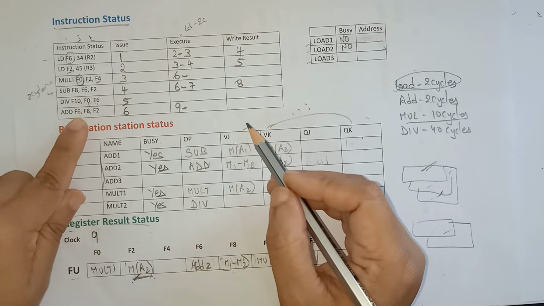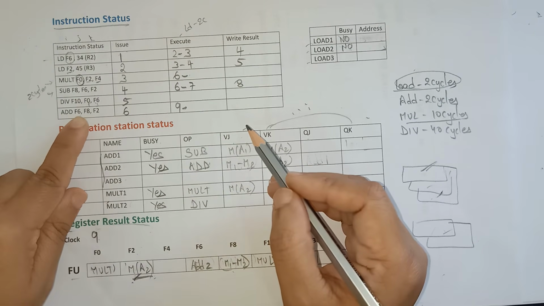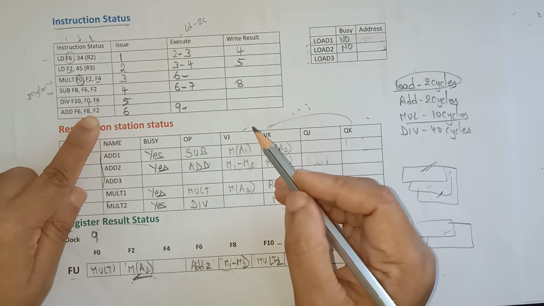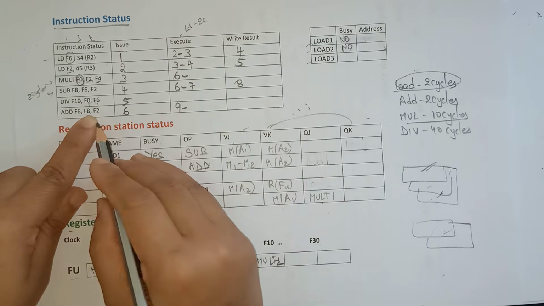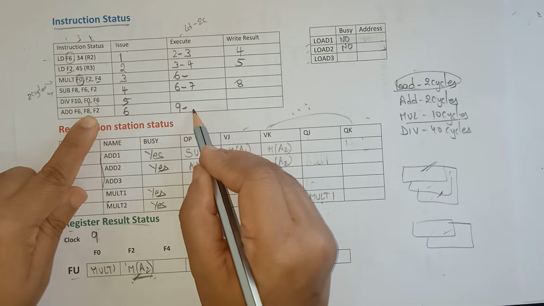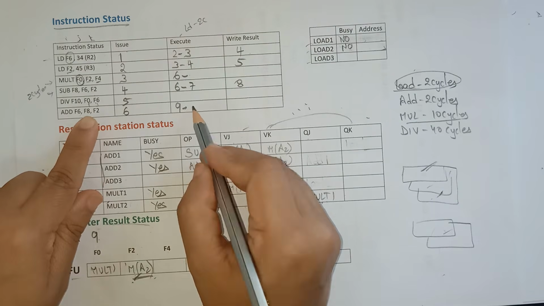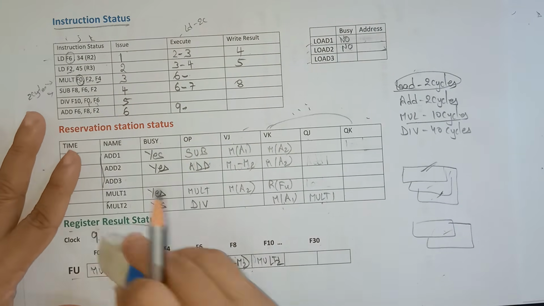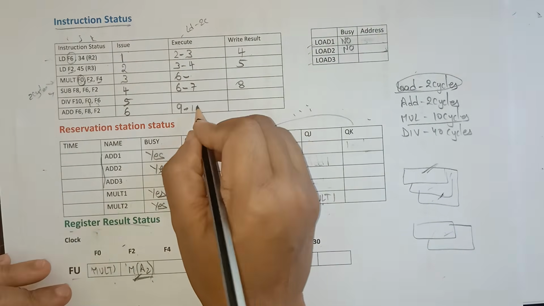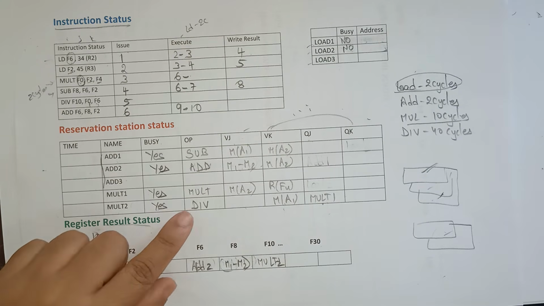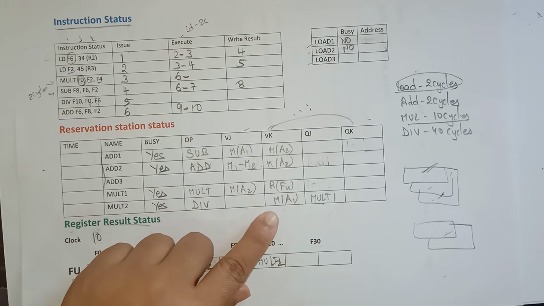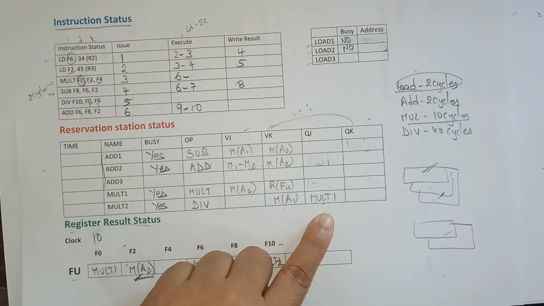Now here this adder will be holding F6. F6 is holding adder 2, F8 plus F2. It has to perform F8 plus F2, but only when it completes its execution does it perform F8 plus F2. So in the 10th clock cycle, it completes its execution, but it does not write the result. Everything else will be the same. So the multiplier has M of A2, F4, M of A1, and it is waiting for multiplier 1.